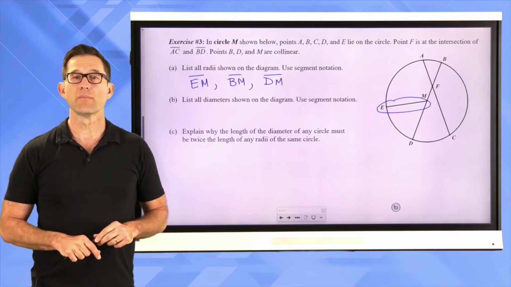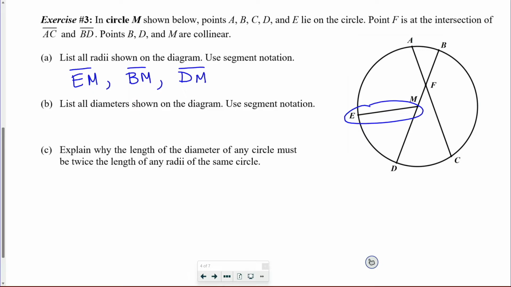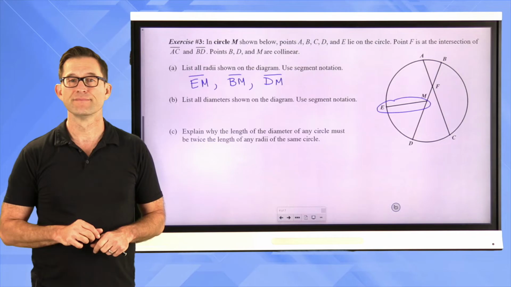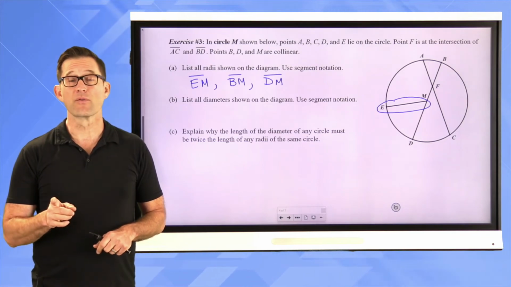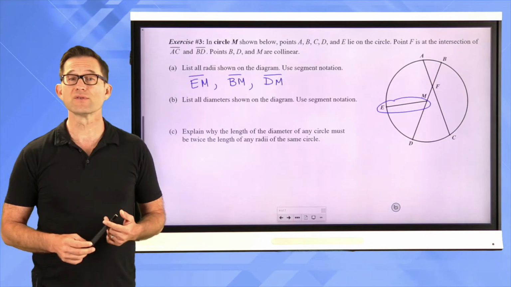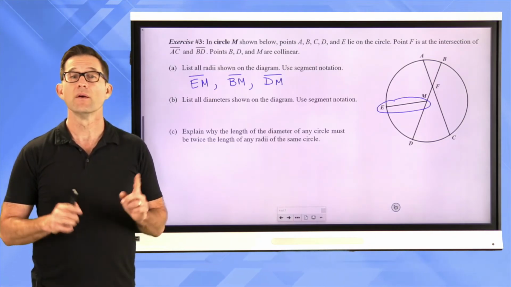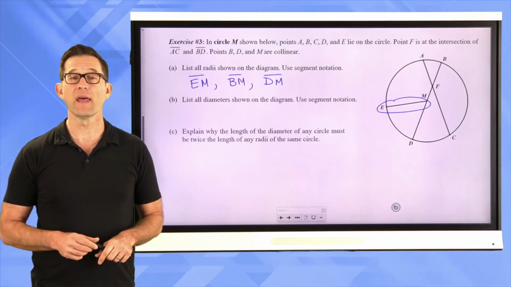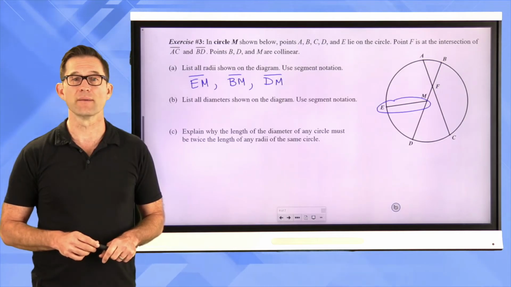All right, let's take a look at letter B. List all diameters shown on the diagram. Use segment notation. All right, now diameter, of course, is a line segment that starts and ends on the circle, but also passes through the circle's center. Pause the video now and write down the names of any diameters that are shown in this diagram.